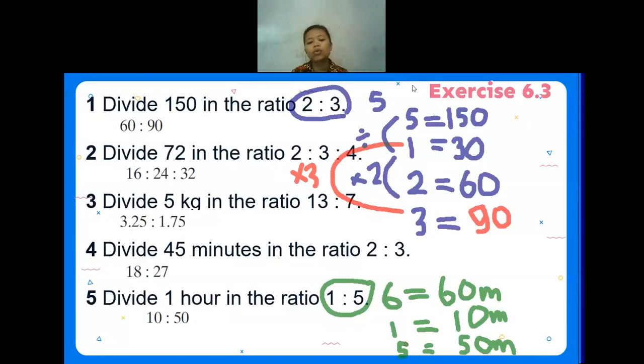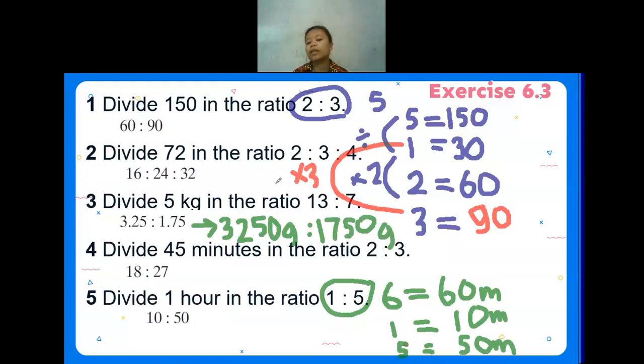Okay, 5 kg. I make it into kg, so it will be better if you change it into grams. It will be 3,250 grams. Yeah, like this, and then the ratio, and then 1,750 grams. How to find it? This is also the same thing.